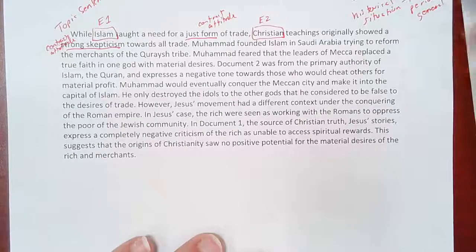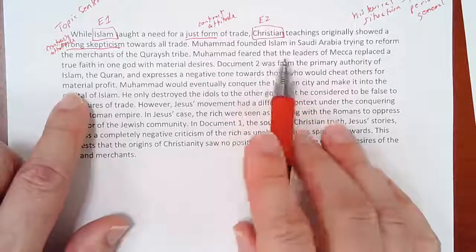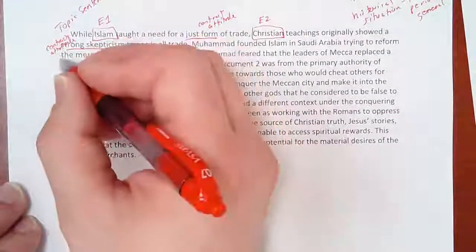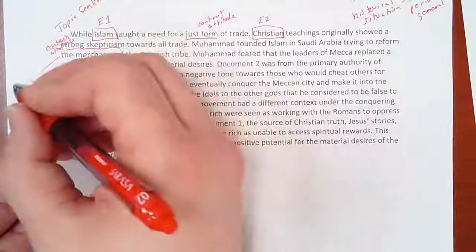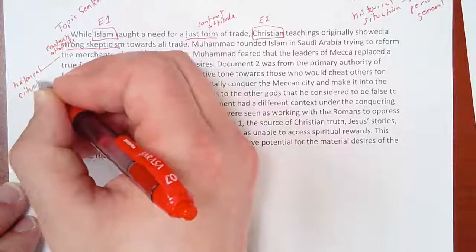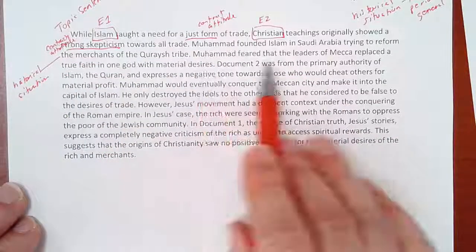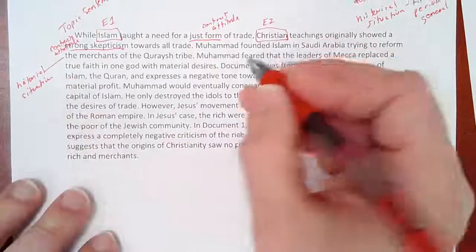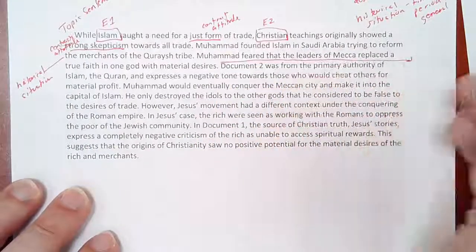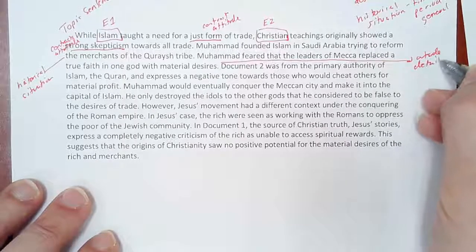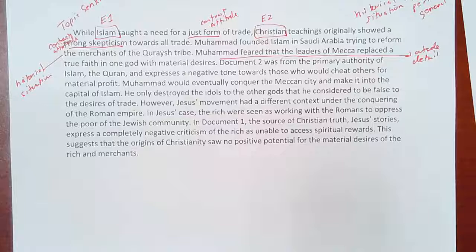So notice what happens here. Muhammad founded Islam in Saudi Arabia, trying to reform the merchants of the Quraysh tribe. That is a general statement about the time period, so here we have historical situation. Right after that, Muhammad feared the leaders of Mecca would replace true faith in one God with material desires. That's a very specific example, so here we've got an outside detail. So notice that we're framing our documents by providing specific outside details or general terms about the historical situation.